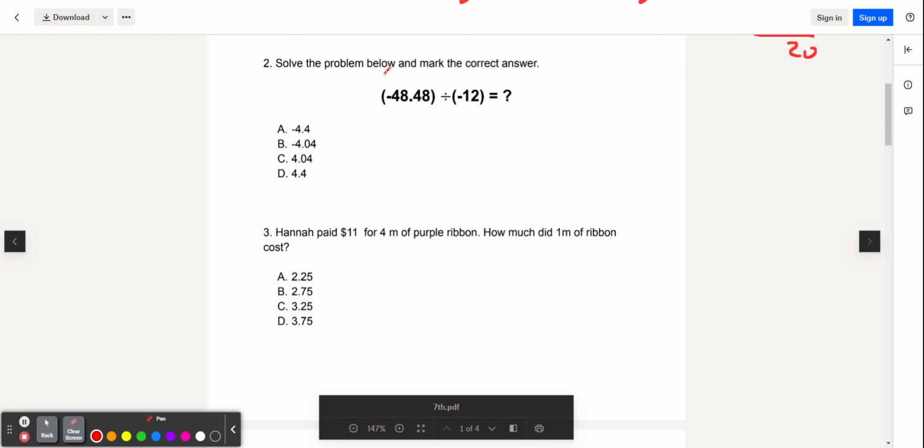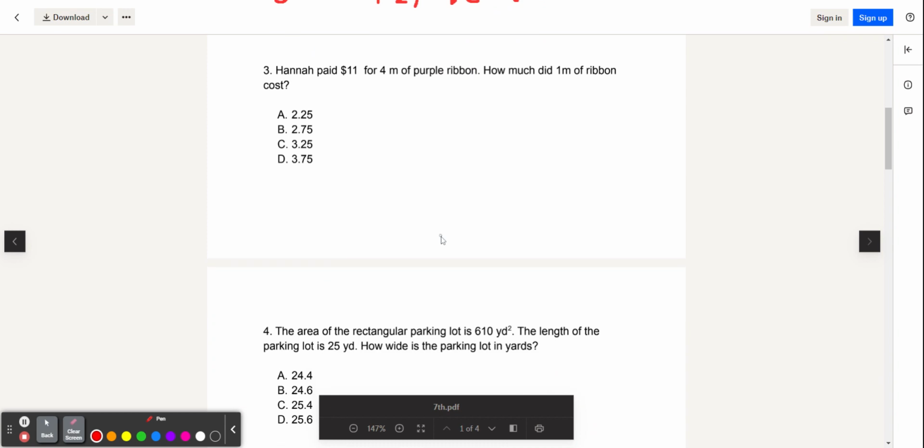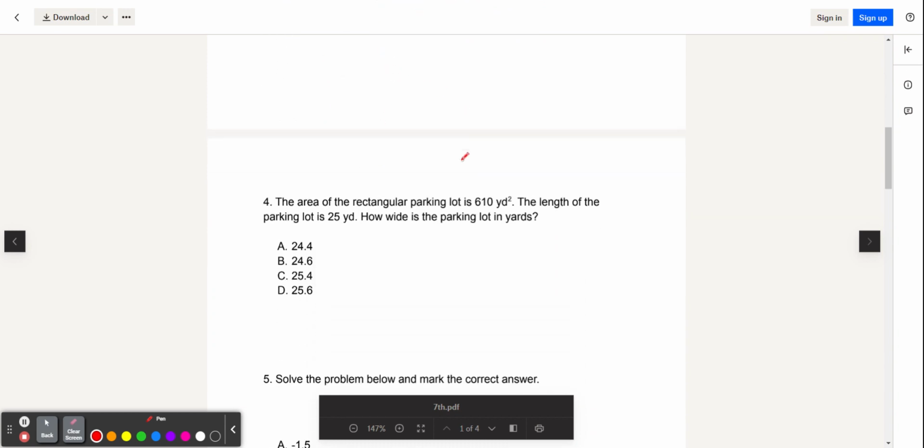Number 2, solve the problem below and mark the correct answer. So we have a simple division problem. We can write it out as a long division problem, like this. We notice that negative 48.48 is divided by negative 12, so the signs we can simply cancel out. We can ignore them. 12 goes into 48 4 times, and based on that, we know that it looks like this: 4.04, positive. This problem is just like number 1, so I'll let you do that on your own.